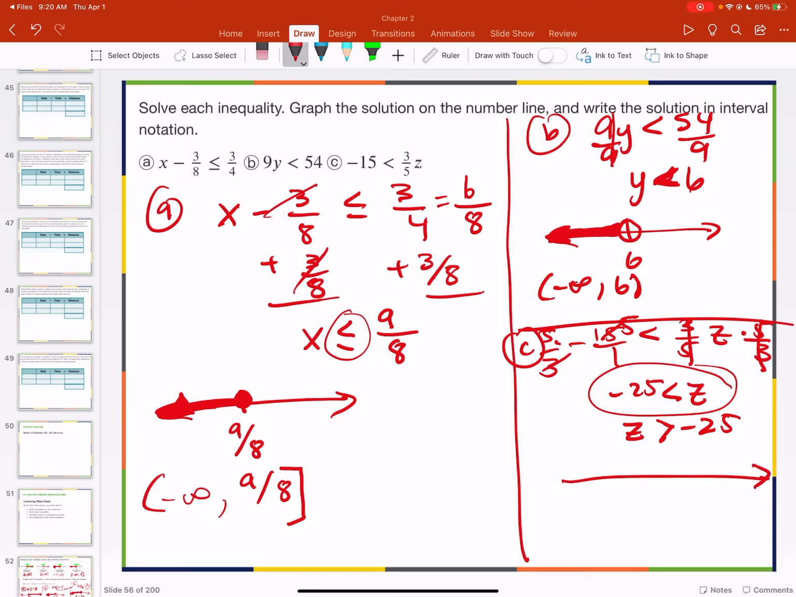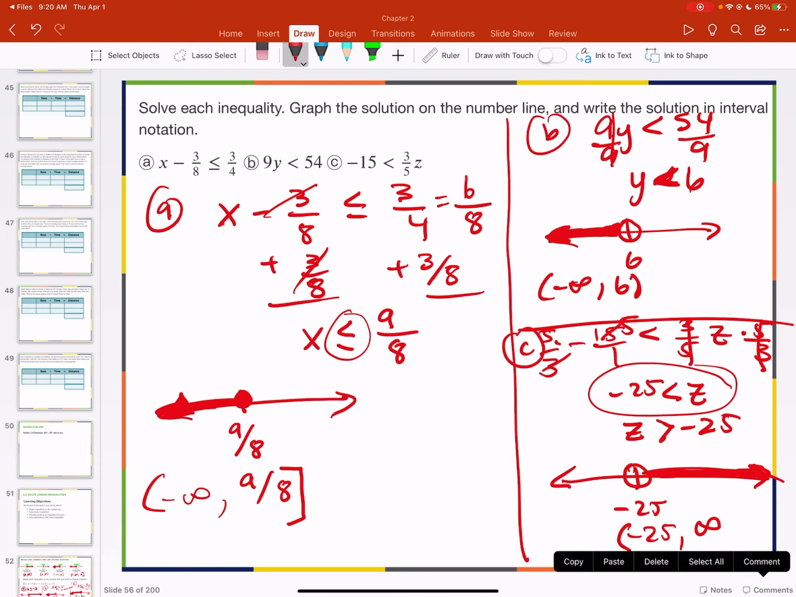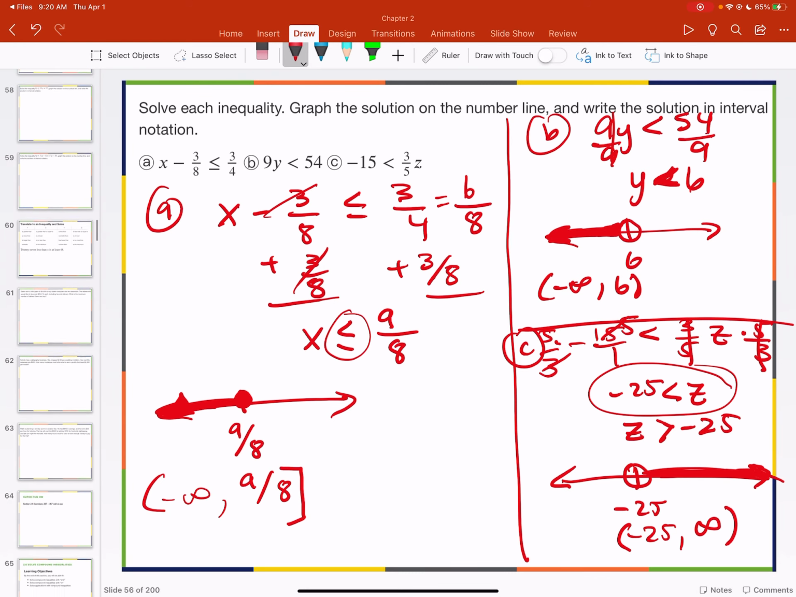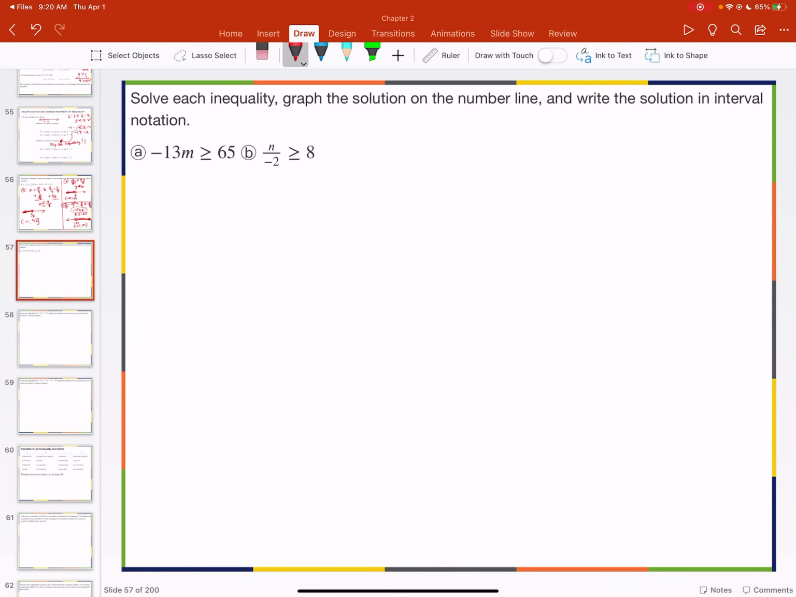Because here you'll have your point of interest, negative 25, open circle, and you shade to the right. And then you go from negative 25 to infinity.